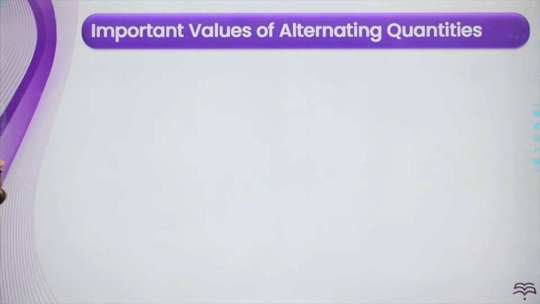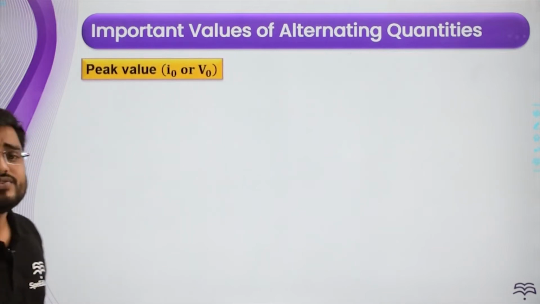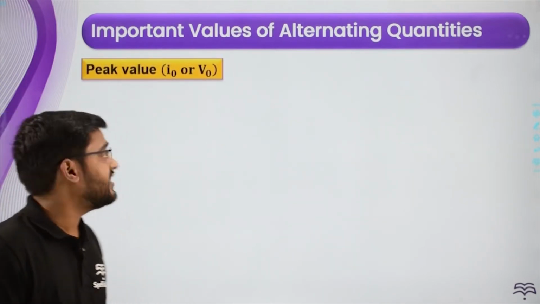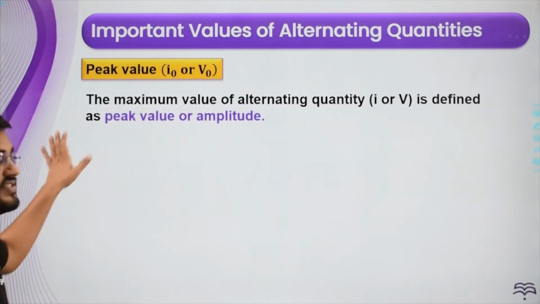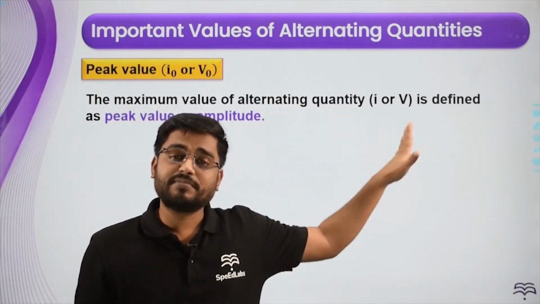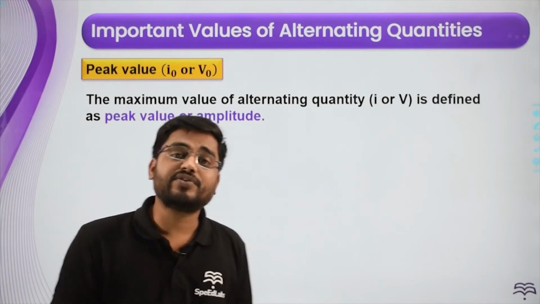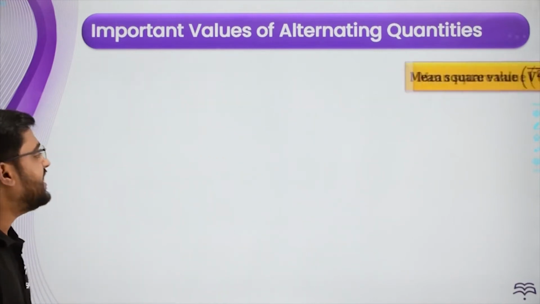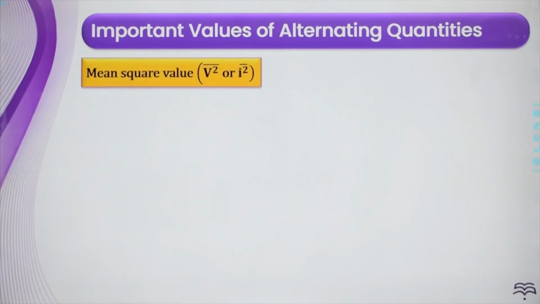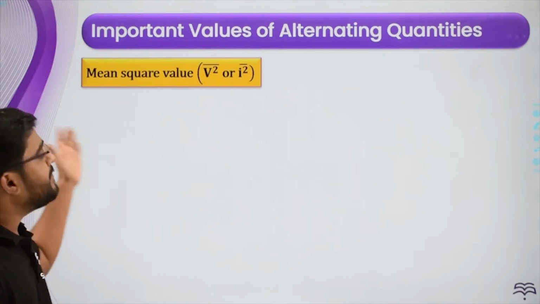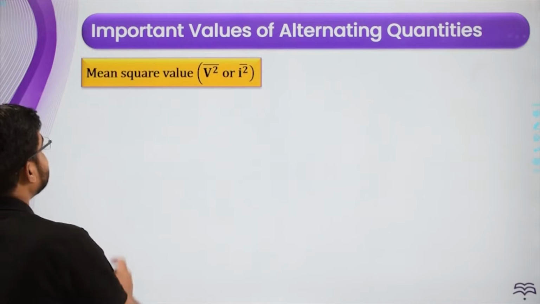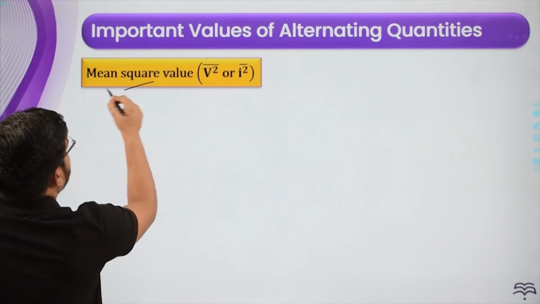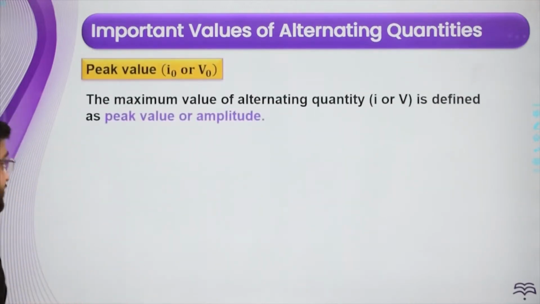The next thing we are going to discuss is some important values about alternating currents. First is the peak value. We have already discussed that the peak value is the maximum value, or the amplitude of the graph. Peak value is generally written as V0 and I0. Next is the mean square value. Mean square means first we do the square and then we find the mean. That's what our mean square value is going to be.